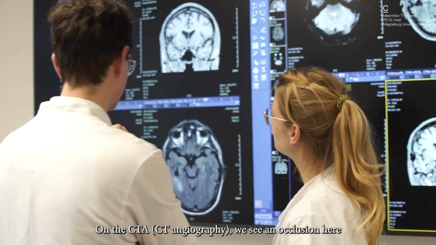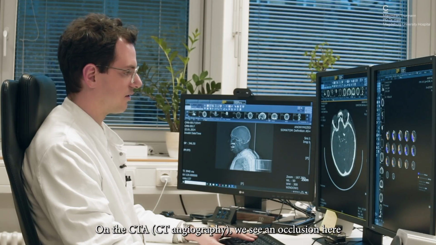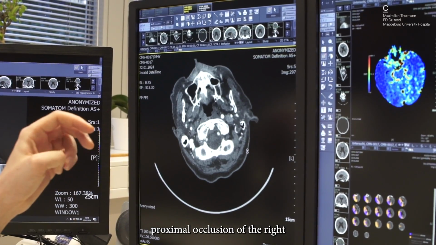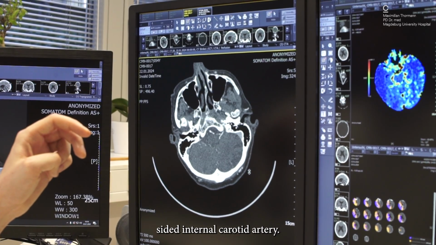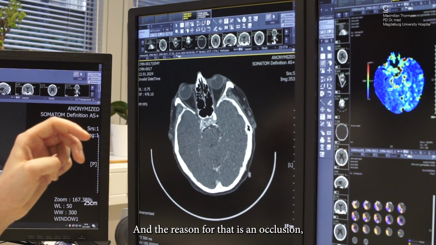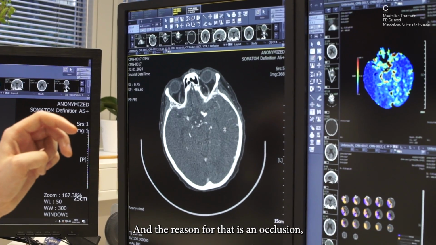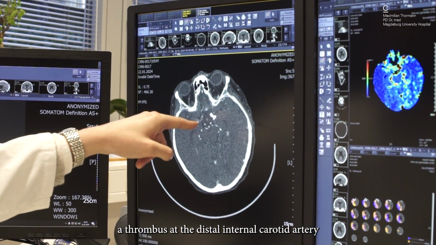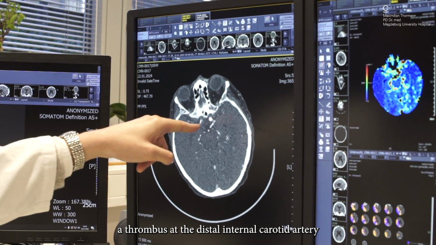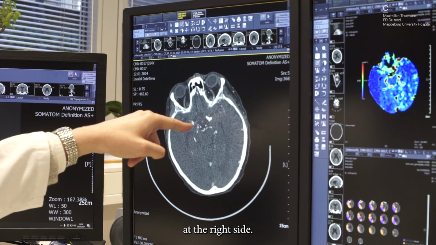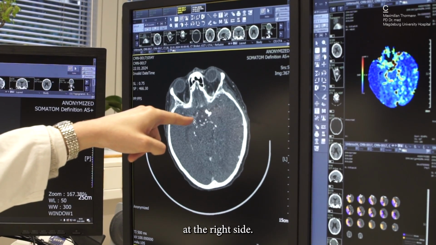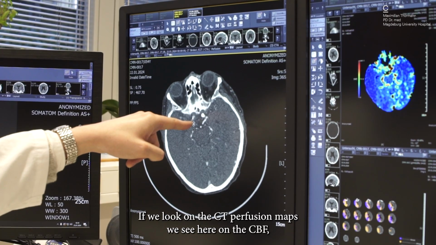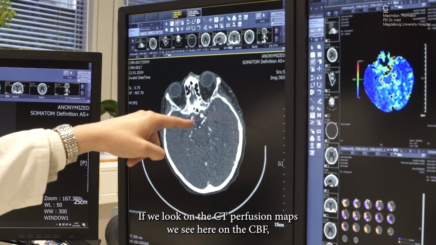In the CTA, we see an occlusion here, a proximal occlusion of the right-sided internal carotid artery. And the reason for that is an occlusion, a thrombus at the distal internal carotid artery at the right side. And there's an occlusion of the right side MCA, an occlusion of the ACA here.